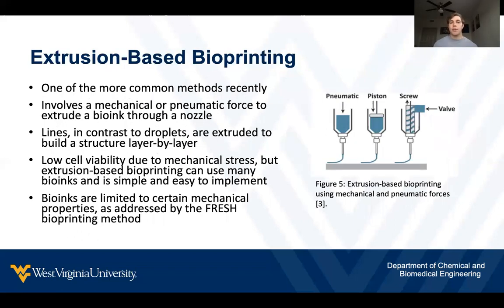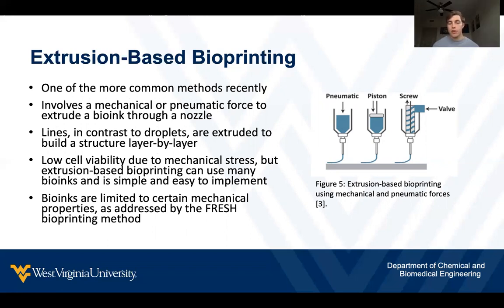One of the more common methods that has been used recently is extrusion-based bioprinting, mainly because it's easy to implement and fairly cheap and accessible. It involves a pneumatic or mechanical force. Typically, a plunger or a screw is used to apply the mechanical force, or air pressure is used for the pneumatic. It works by extruding bioink through a nozzle, and it comes out as cylindrical lines as opposed to droplets like the inkjet or laser-assisted bioprinting.